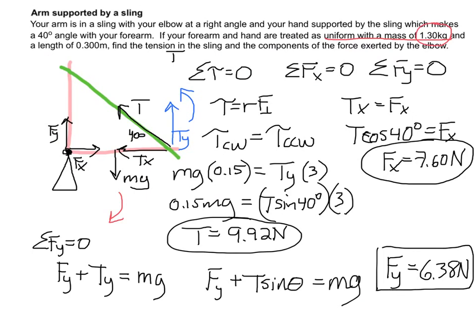So let's see if that makes sense. Well, it means that there is an upward force exerted by the elbow on the upper arm here, and there's an x-directed force exerted in that direction. So there must be some, basically, some force exerted by the elbow in that direction. So let's try another problem.